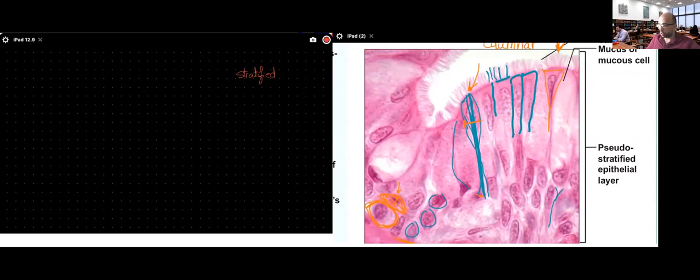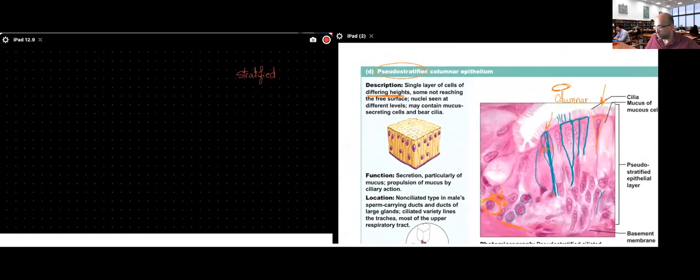So how does this work? We figured out that all the cells are actually attached to the basement membrane, but because they are closely packed against one another, this gives me a false impression that I'm looking at a stratified epithelium. But actually, it is not stratified, it's a simple epithelium that looks stratified.